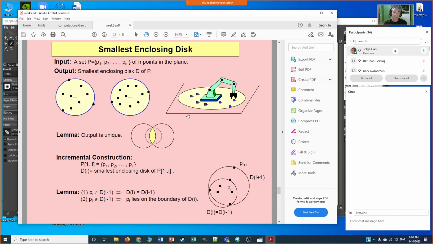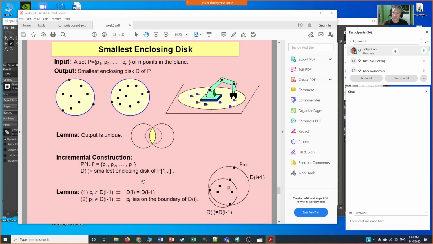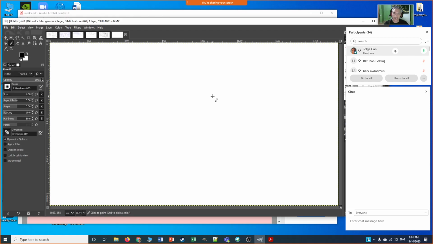If you have just 2 points, the smallest enclosing disk is the one in which the line that connects these 2 points passes through the center. So the midpoint, if you have just 2 points, let me also try to draw this. If these are the 2 points, the smallest disk that encloses them is the one in which the midpoint of this line segment is the center of the circle.